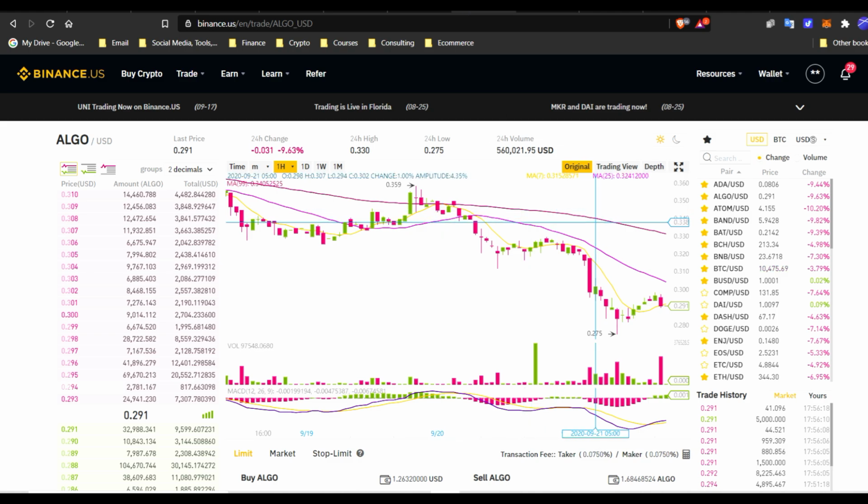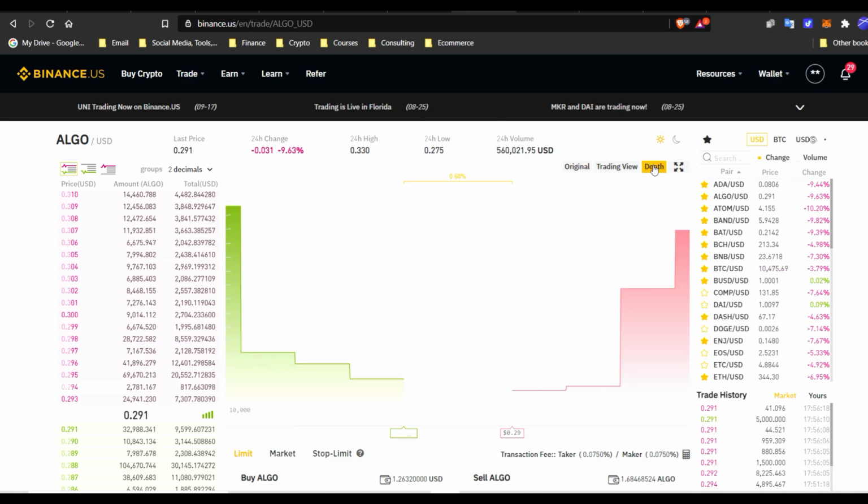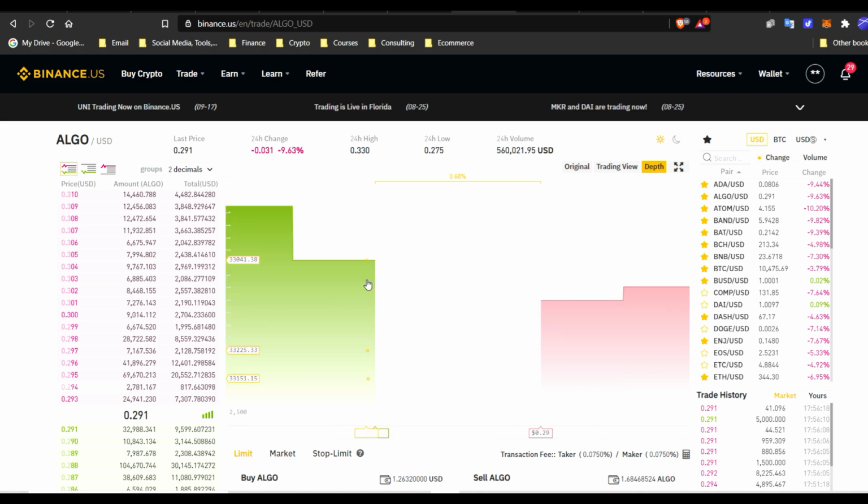You can utilize this. I don't whatsoever. And then you can also click depth here. Notice these are the buy and sell walls. You can play with the sizing by scrolling your mouse or just manually clicking and dragging. Just wanted to show that.